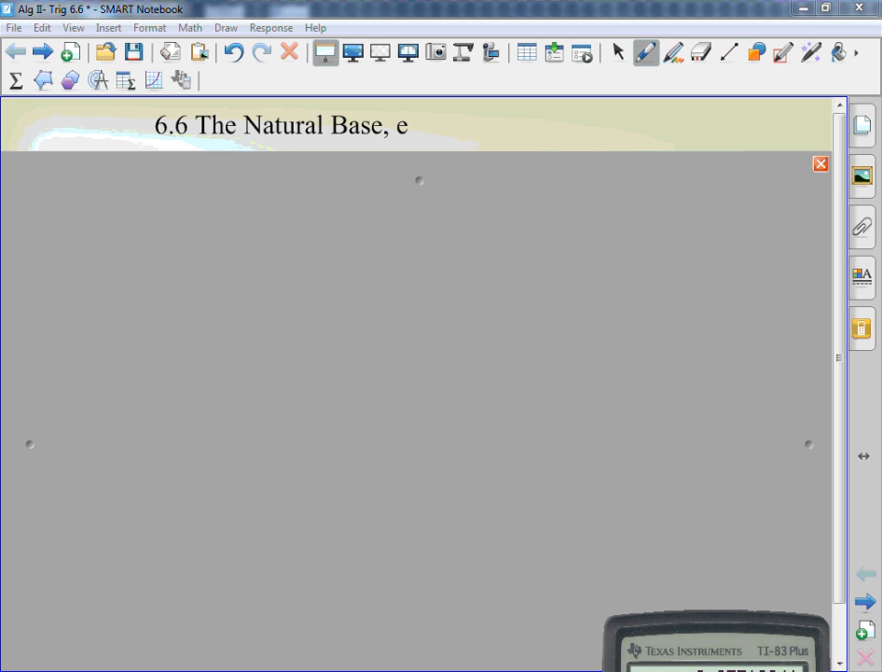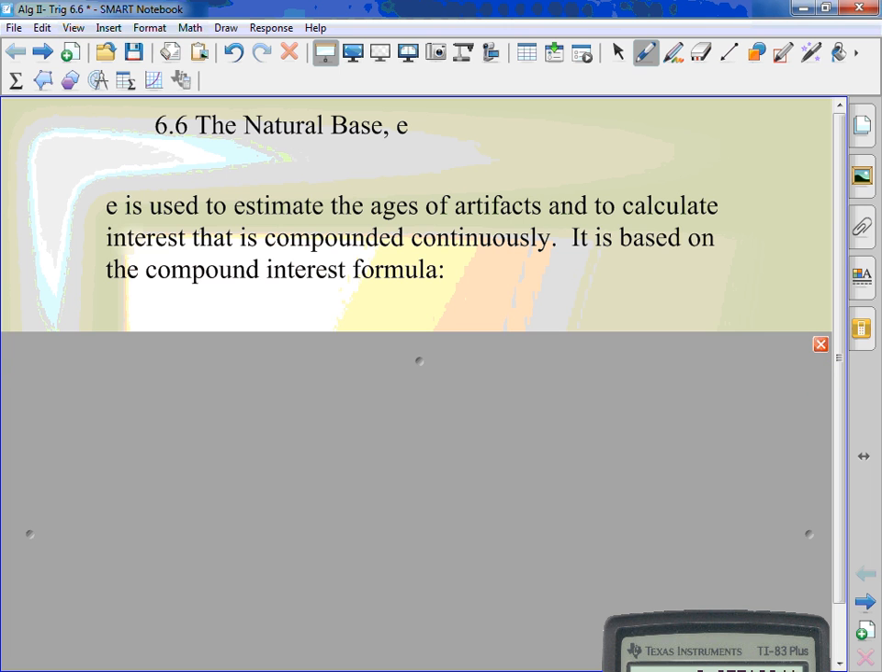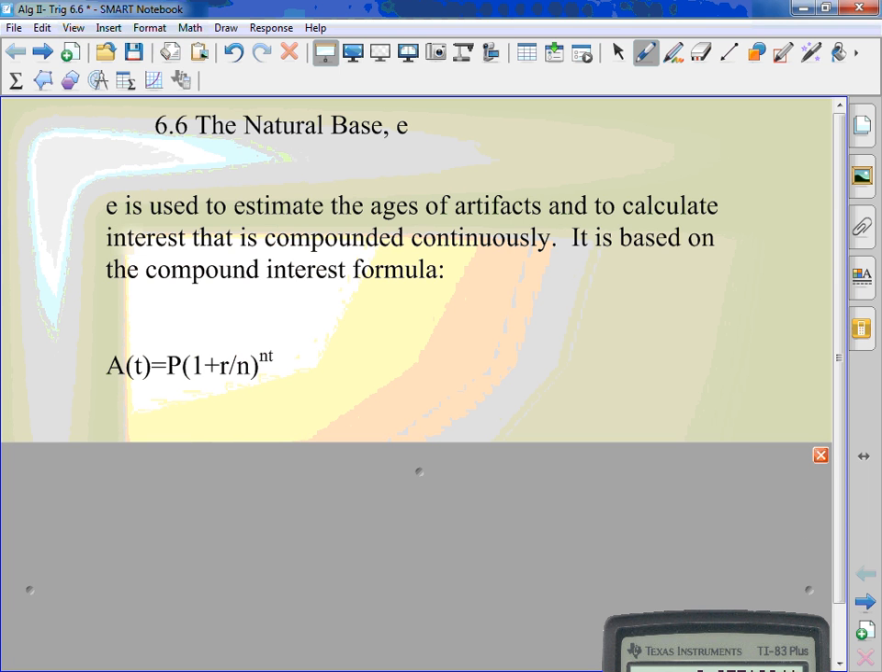6.6, the natural base e. e is used to estimate the ages of artifacts and to calculate interest that is compounded continuously. It is based on the compound interest formula, which you remember is A of t equals P times the quantity of 1 plus r over n to the nt.